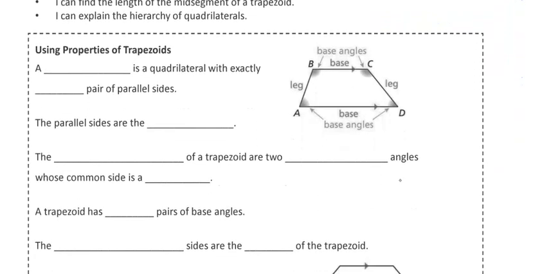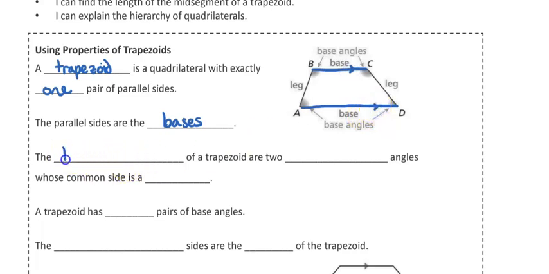So, properties of trapezoids. A trapezoid is a quadrilateral, meaning four sides, with exactly one pair of parallel sides. Those parallel sides are called the bases. So the two sides that are parallel, each of them is called a base. You just have one of them as base 1 and the other as base 2. And these are the sides that we know are parallel.